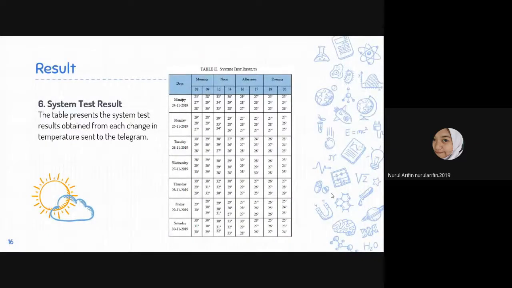Result number 6, system test result. The table presents the system test result obtained from each change in temperature sent to the Telegram.